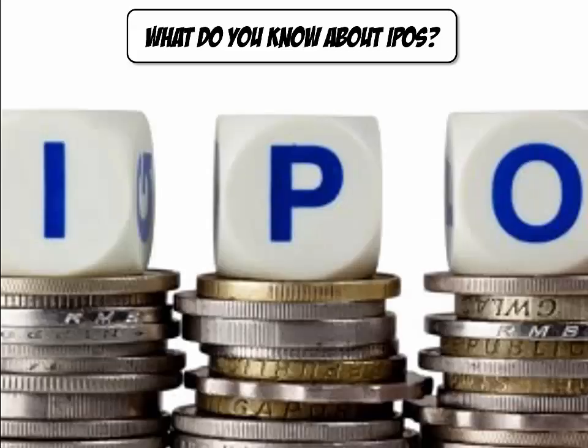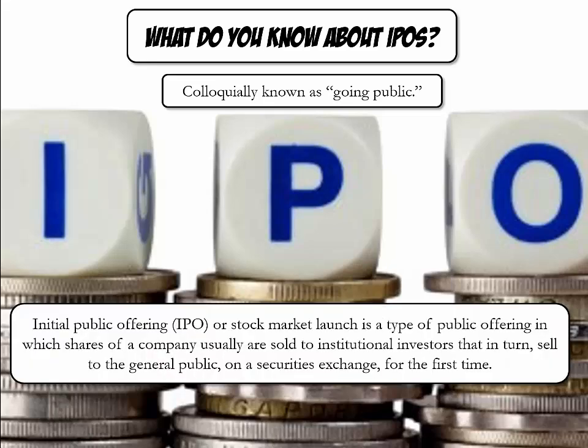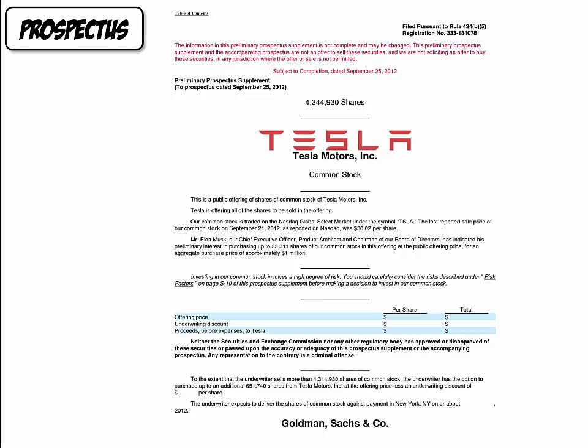What do you know about IPOs? Please pause the lecture video to try to formulate an answer. The IPO process is colloquially known as going public. An initial public offering or stock market launch is a type of public offering in which shares of a company usually are sold to institutional investors that in turn sell to the general public on a securities exchange for the first time.